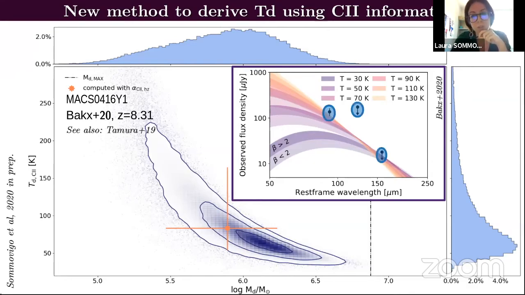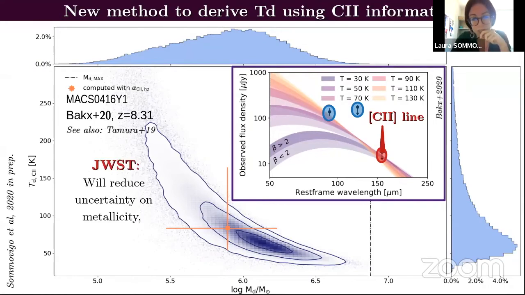I would like to remind you that Bakx's method relies on SED fitting, so they use 3 continuum data points, whereas we only need one by combining it with the [CII] line emission. Nevertheless, you can see that we have very large uncertainties on our predicted dust temperature, and this is mainly due to the fact that the metallicity of these galaxies is largely uncertain, and this enters in our method's computation.